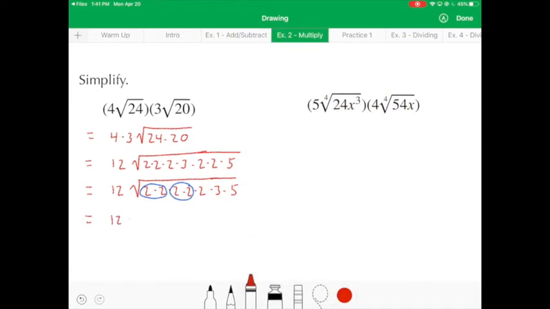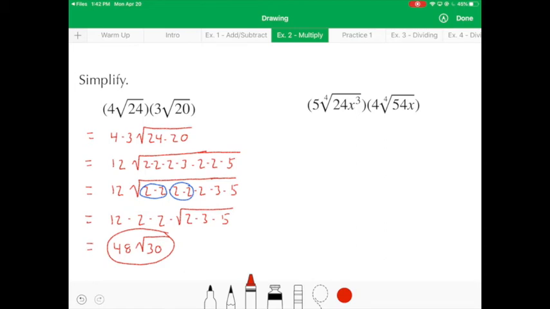So 12 is already out in front. I'm going to multiply that by a 2, another 2, and then inside you're left with the 2 times the 3 times the 5. Okay, now we clean it up. 12 times 2 is 24. 24 times 2, 48. And then 2 times 3 is 6. 6 times 5 is 30. That is your simplified answer.